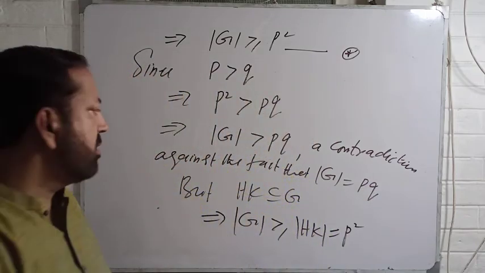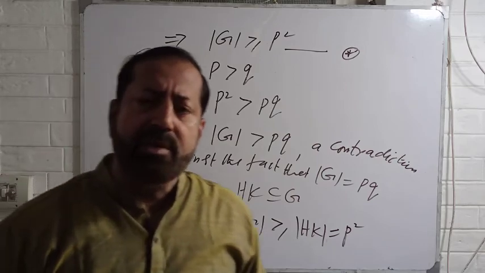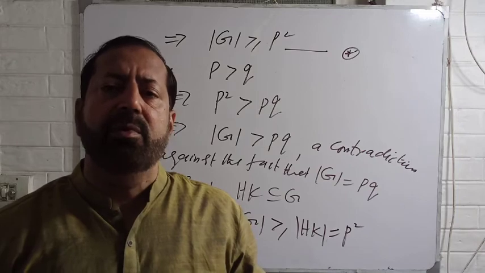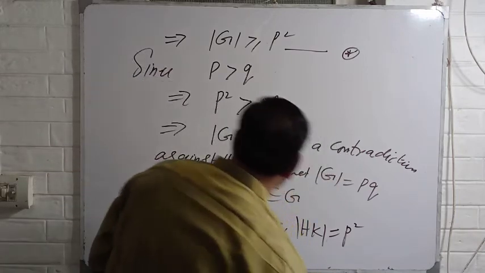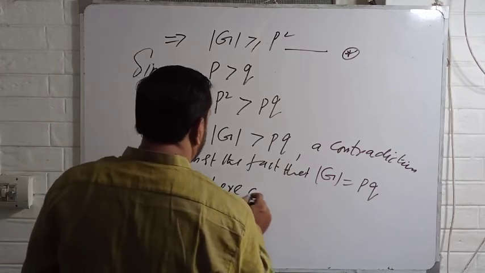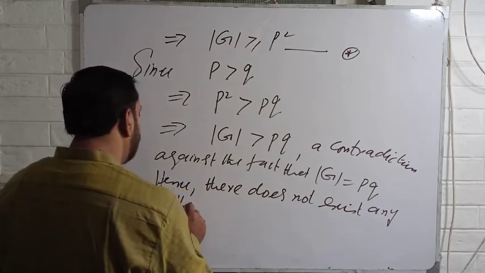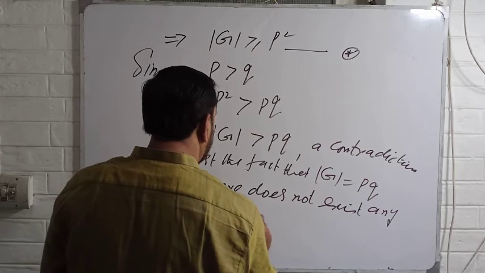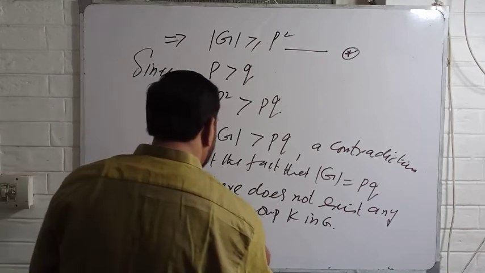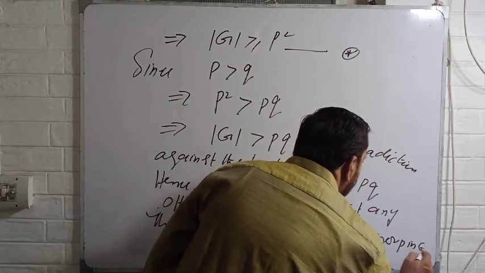Okay? Now look at this. Why are we providing this contradiction? Because you have taken two P subgroups of order P. This means that there does not exist any other P subgroup of order P. So this means that there is a unique P subgroup of order P, right? Hence, there does not exist any other P subgroup K in G, that is, H is the only P subgroup in G. Okay, one thing.